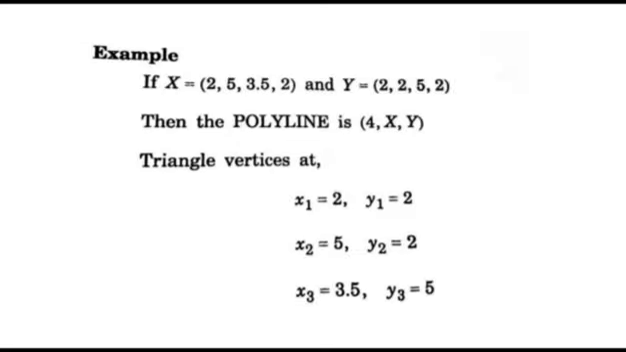Example: if X is equal to 2, 5 and 3.5, and Y is equal to 2, 2, 5.2, then the polyline is 4 X Y. The triangle vertices are at x1 equal to 2, y1 equal to 2, x2 equal to 5 and y2 equal to 2, x3 equal to 0.5 and y3 equal to 5.